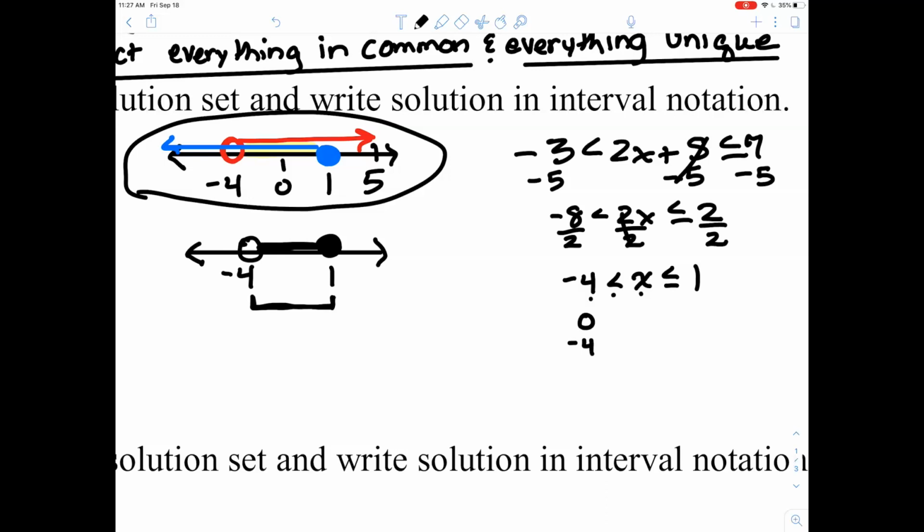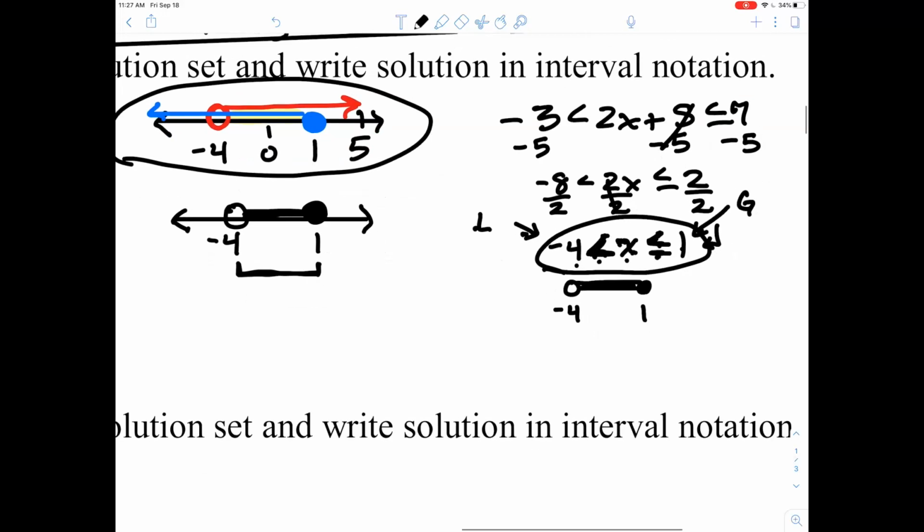From -4, x is between them, and I know that this is a pretty good representation because -4 would be the least value and 1 would be the greatest value, and this is a less than statement. So -4 is less than x, and x is less than or equal to 1. So that would be my solution. So you can use that method there if you know how to interpret what that statement means.